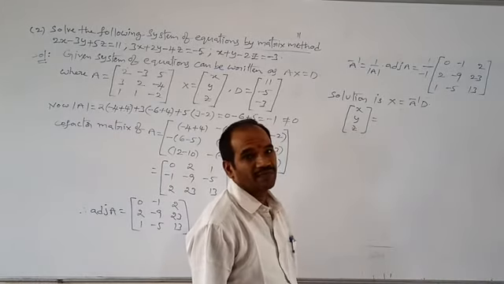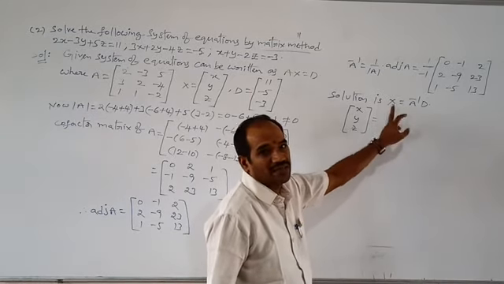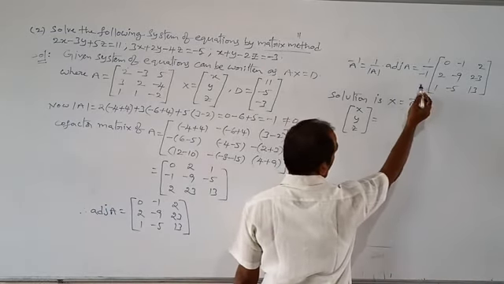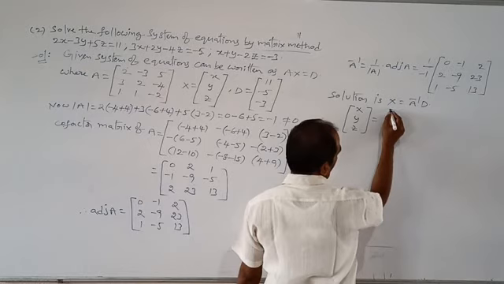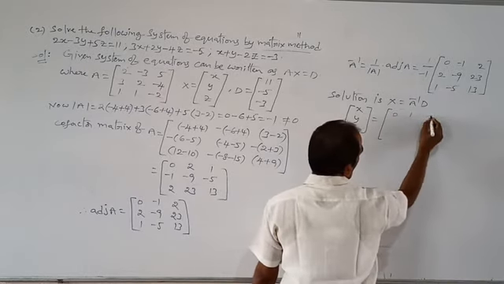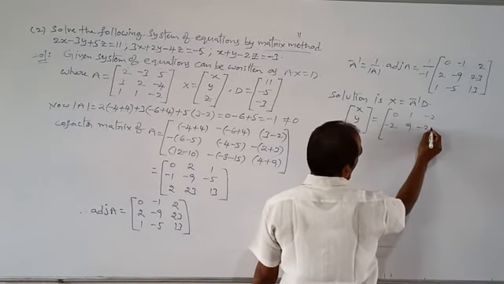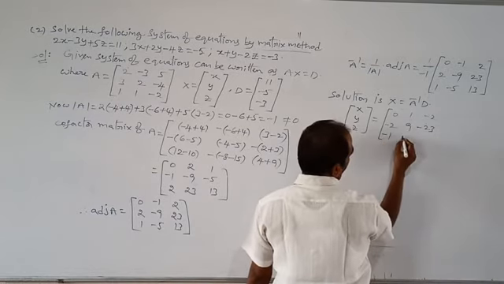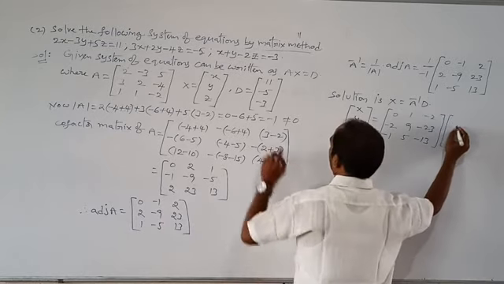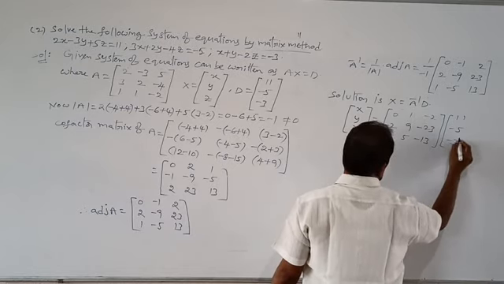Fourth step done. Fifth step: the solution is x equal to A inverse into D. So here is the A inverse, multiplying by minus: 0, 1, minus 2, then minus 2, 9, minus 23, then minus 1, 5, minus 13, into D. The D matrix is 11, minus 5, minus 3.